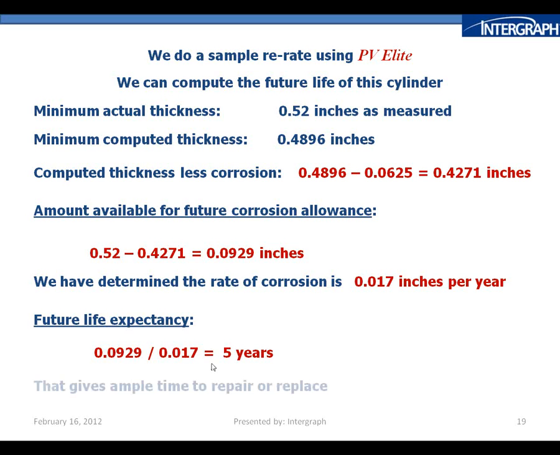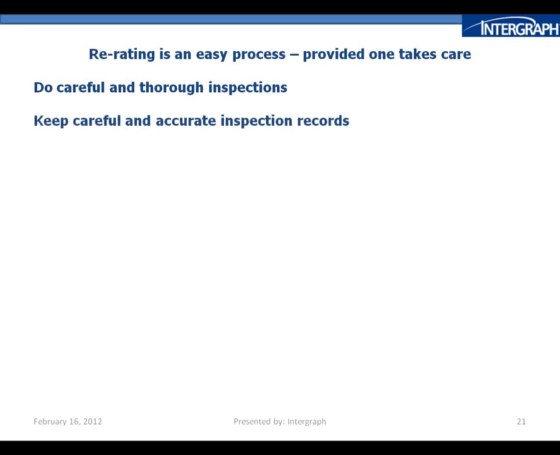This gives us plenty of time to make a plan in the future either to replace this vessel, to repair this vessel, to scrap this vessel, or even to downrate this vessel. We might use it in another service. Re-rating is a very, very easy process, but it has to be done very, very carefully. For example, you must keep careful and accurate inspection records. You must keep your PV Elite models on file for future use.